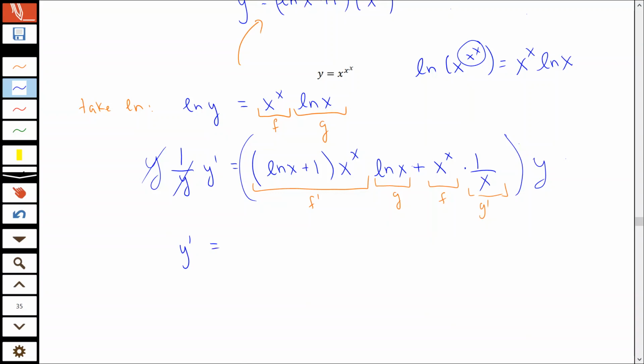And so when we do this, you could simplify some stuff down, but honestly, they're just looking to have y prime by itself. So I've got ln x plus 1, x to the x, ln x, plus x to the x over x, times, and what's my y? X to the x to the x.